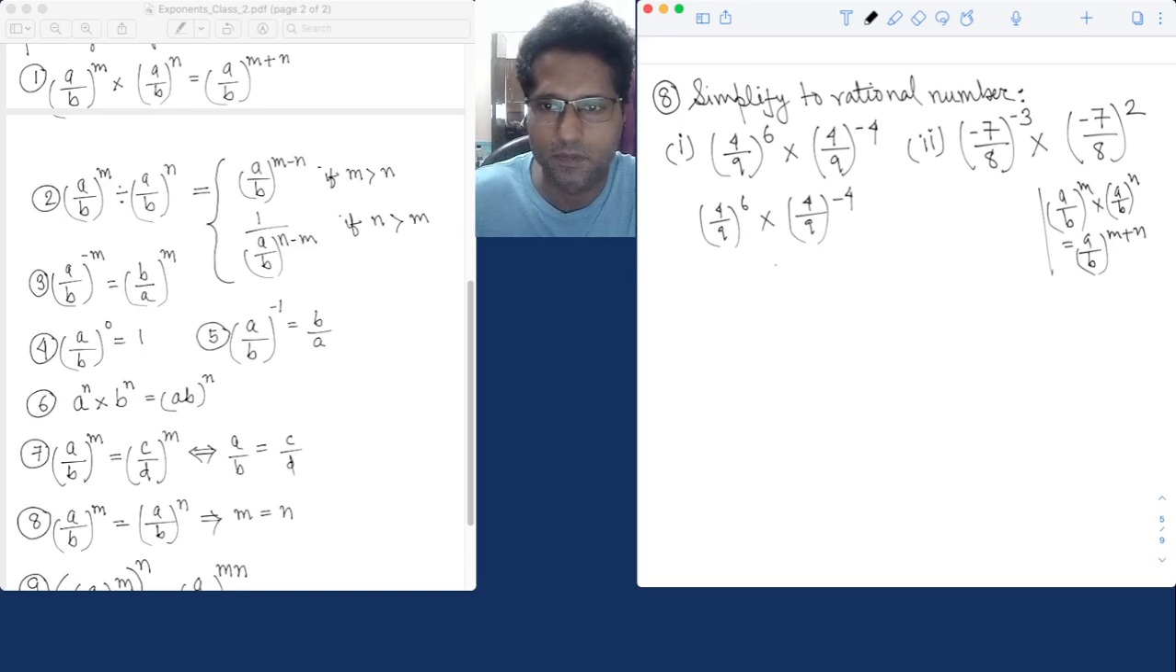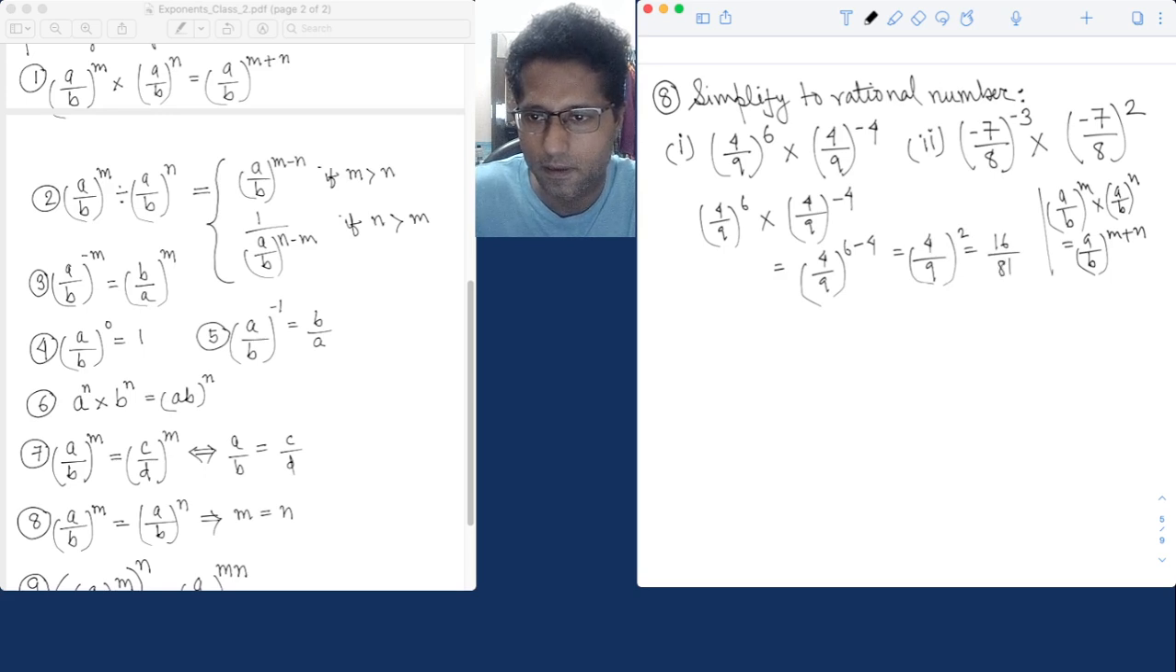So this becomes 4 by 9 raised to the power 6 minus 4, that is 4 by 9 raised to the power 2, that is 16 by 81. This is the answer, 16 by 81. Okay, let's do part 2.